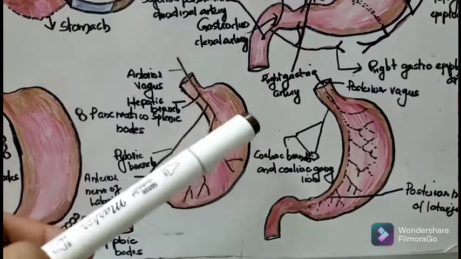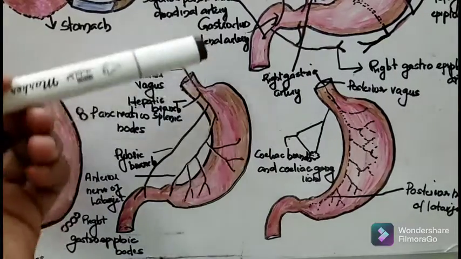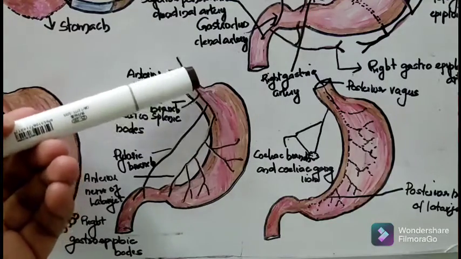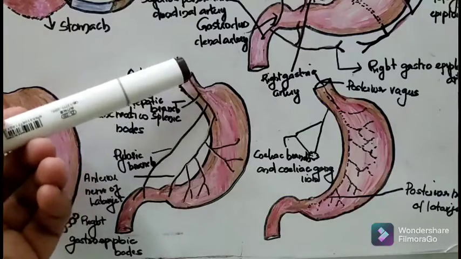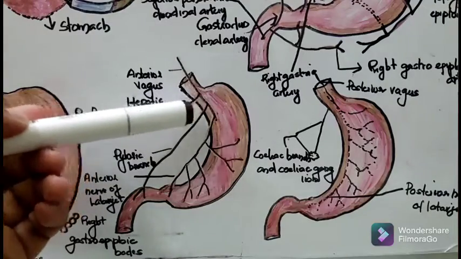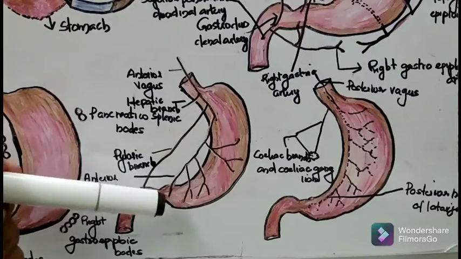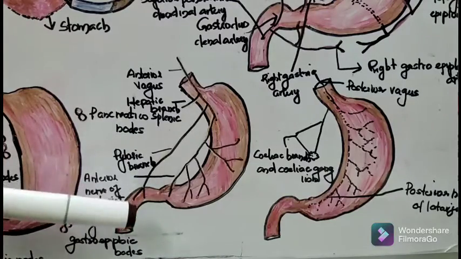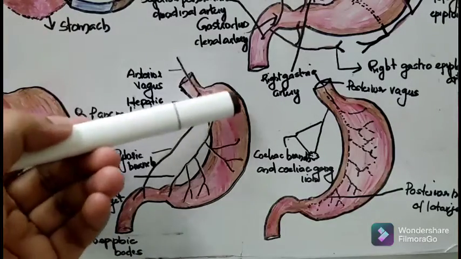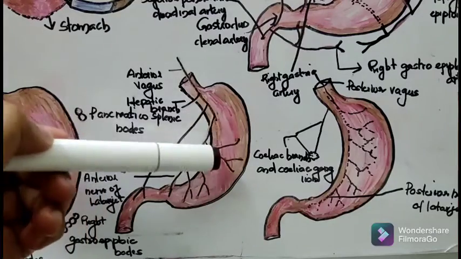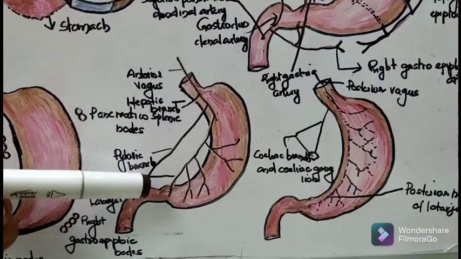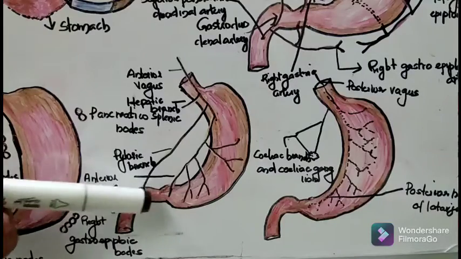And the anterior gastric nerve divides into several branches, and it supplies the anterior surface of the fundus and body of the stomach. And it also forms two pyloric branches, one of which supplies the pyloric antrum and another supplies the pyloric canal.